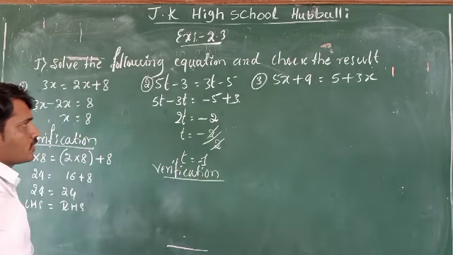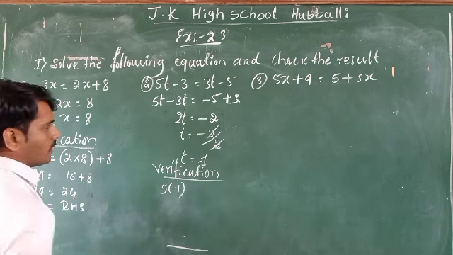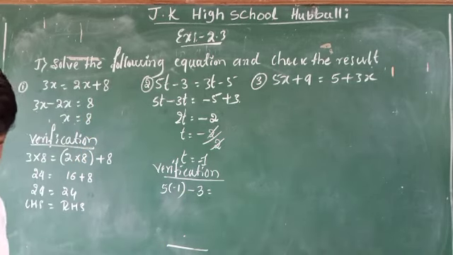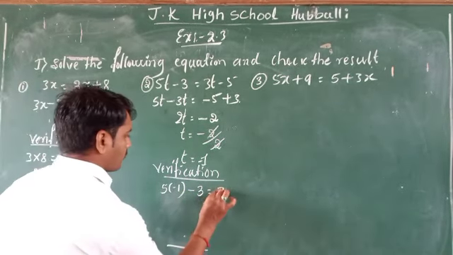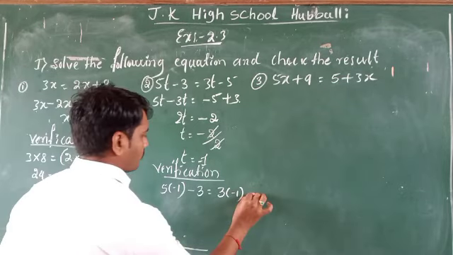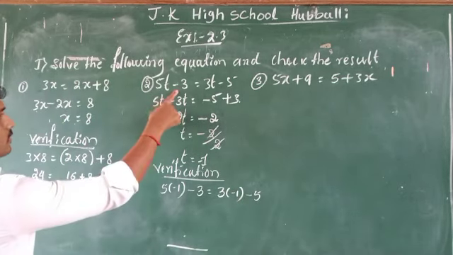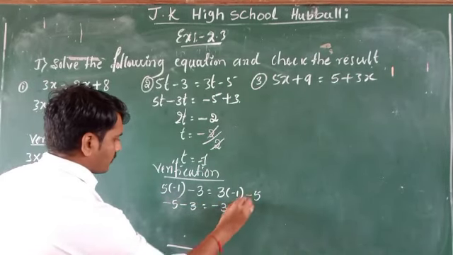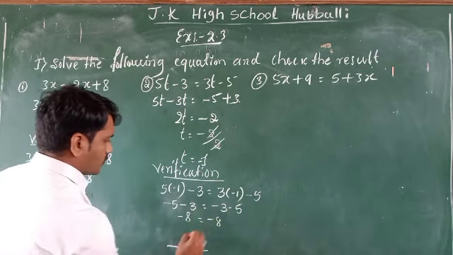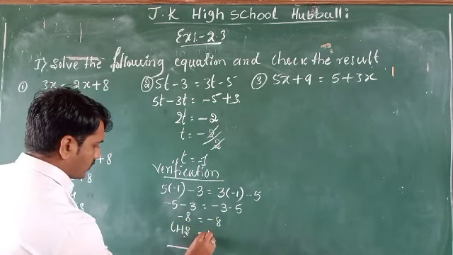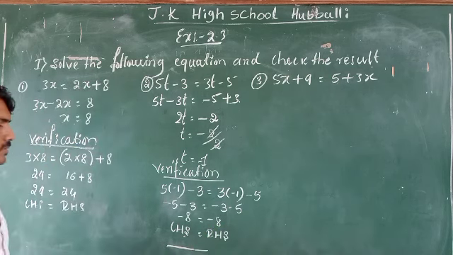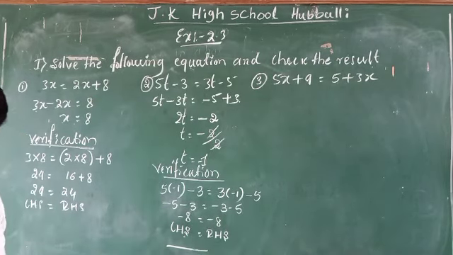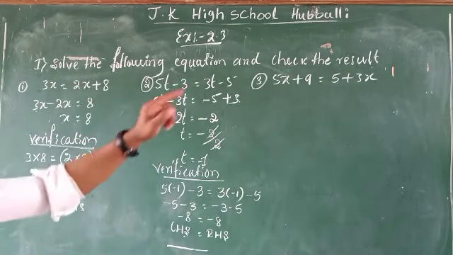Verification. 5 into minus 1 minus 3 is equal to 3 into minus 1 minus 5. In the equation, minus 5 minus 3 is minus 8 is equal to minus 8. LHS is equal to RHS. Clear, children? So both sides we got minus 8 and minus 8. Okay. I will solve the next question.